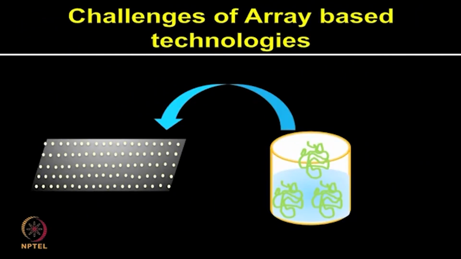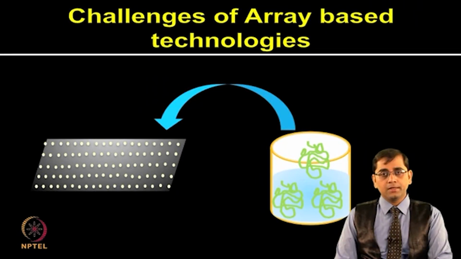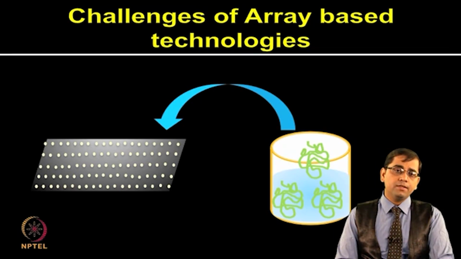Let us begin with the challenges of array based proteomics, protein and antibody microarrays. Protein microarrays is a platform on which thousands of proteins can be printed. As we have seen in the previous lectures, it provides an important platform for large scale functional analysis of proteins. Although due to the high throughput capabilities, array based proteomics attracted tremendous attention in clinical research, it has quite a few technological challenges as well.